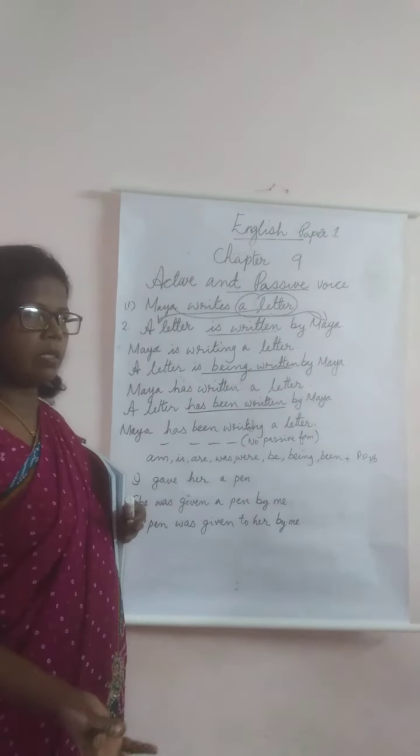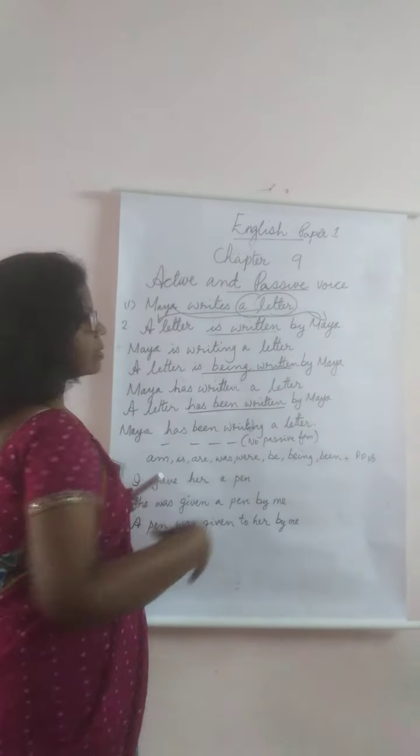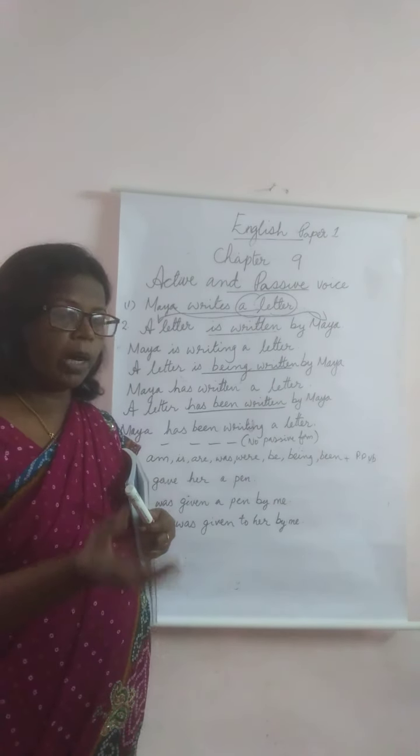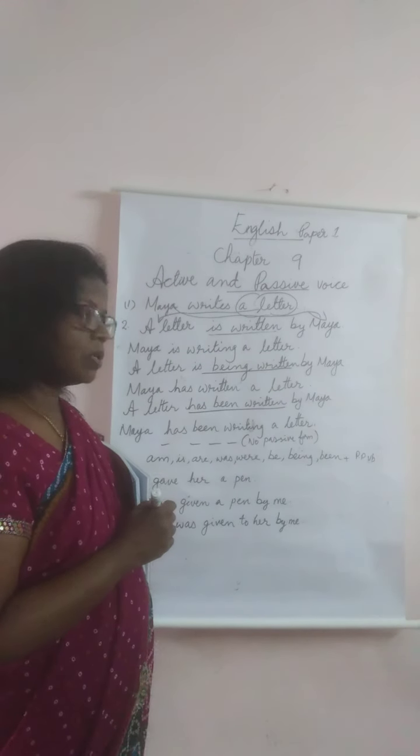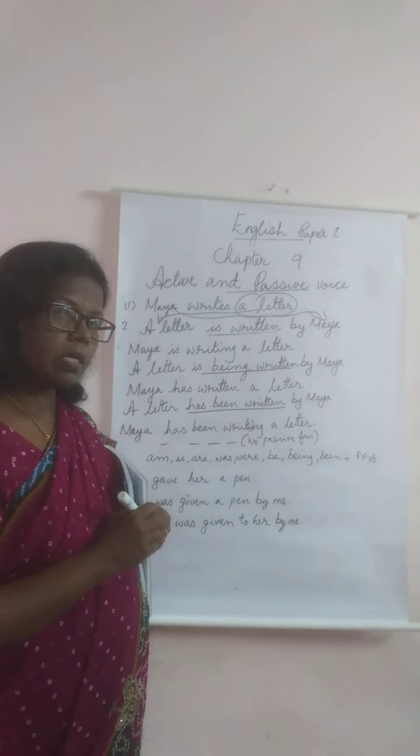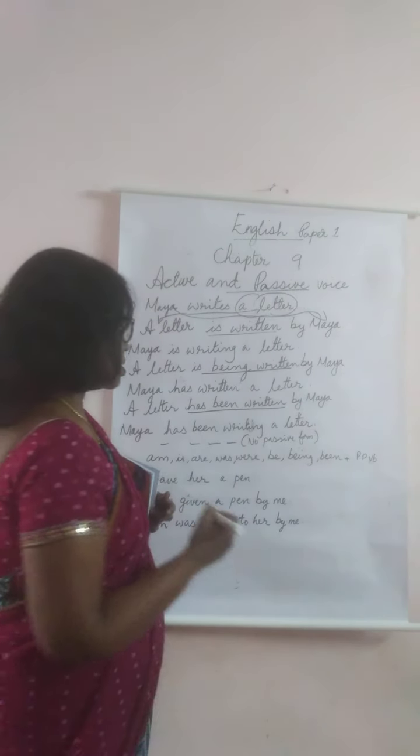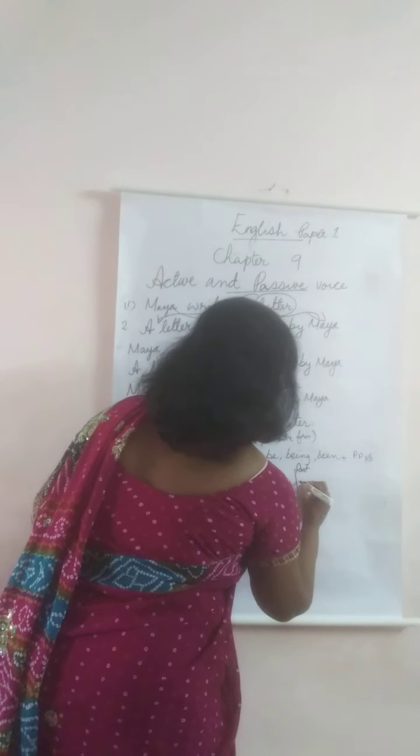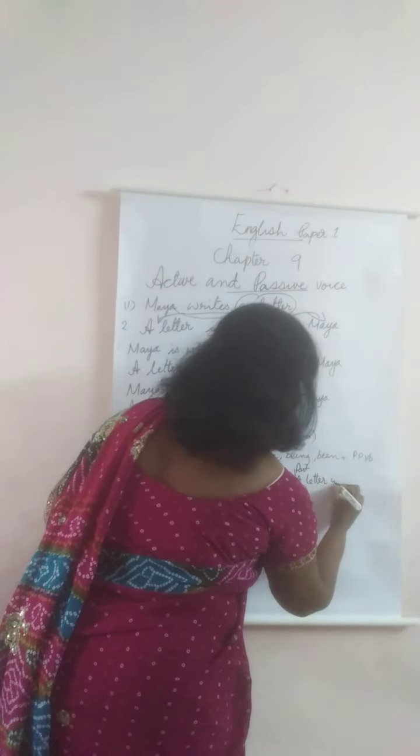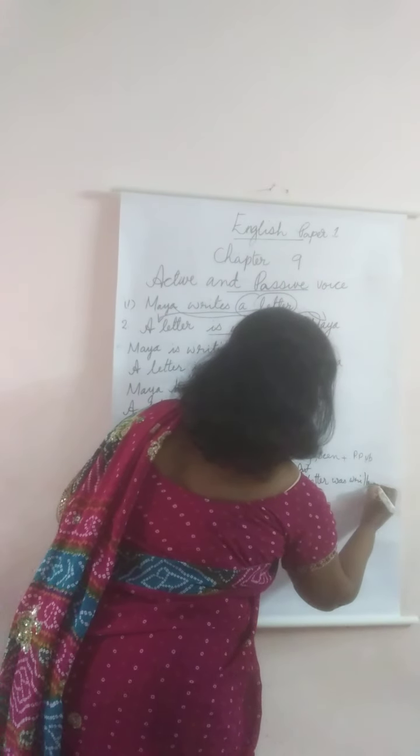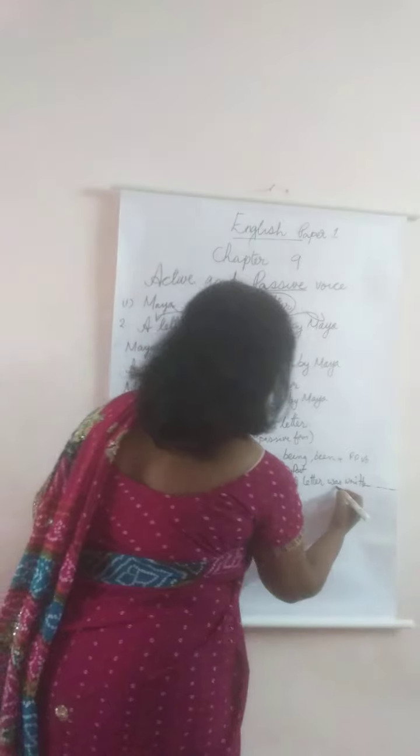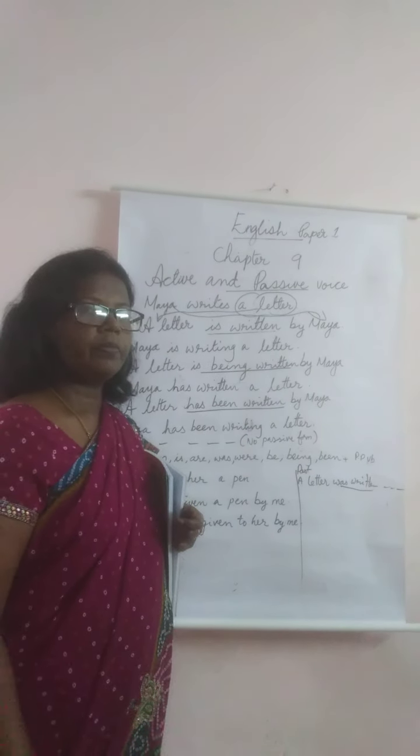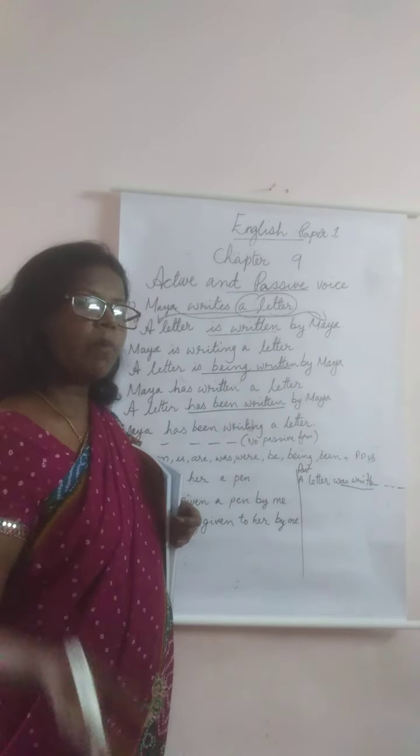And now we'll see the past tense. Okay, so Maya writes a letter. Can you change that into past? Maya wrote a letter. So how will it be in the passive? A letter was written. So the simple past. A letter was written by Maya. Or the sentence given in your book: Naveen cooked the food. The food was cooked by Naveen.